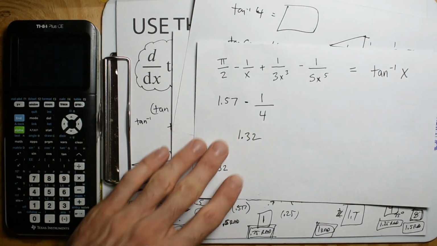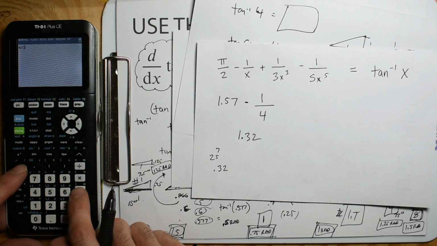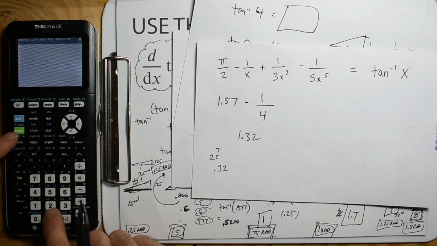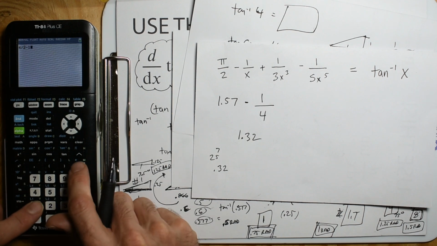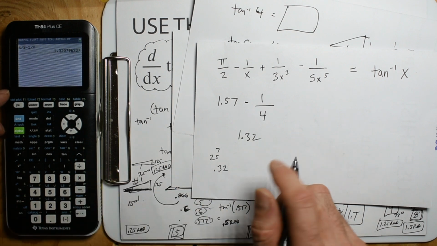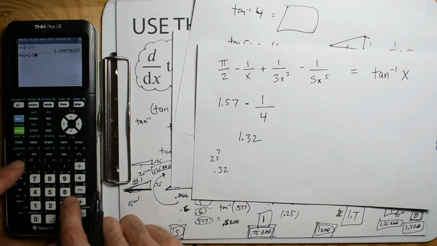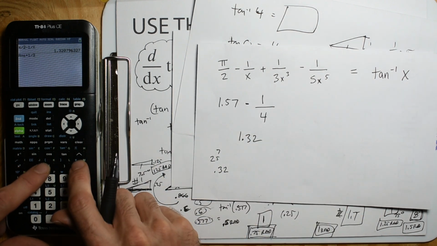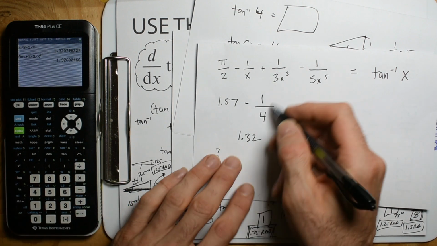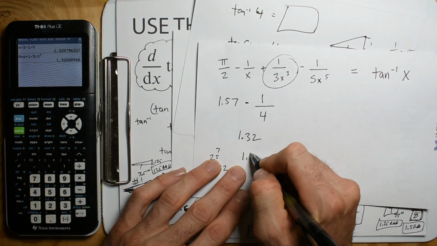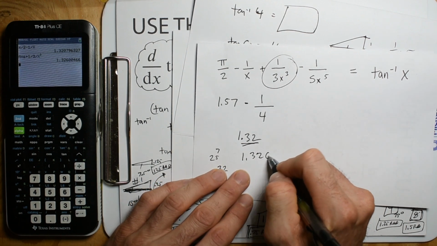But I think we did this one. And so now let's do it for real. Pi divided by 2 minus, I'm just going to do 4 stored as x. So pi divided by 2 minus 1 divided by x, and we get 1.32. We're going to add 1 divided by 3 x cubed. That's going to be 1.3. So this hardly improves. We went from this to 1.326.